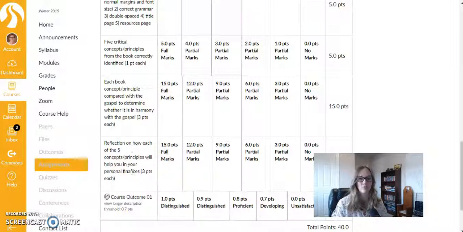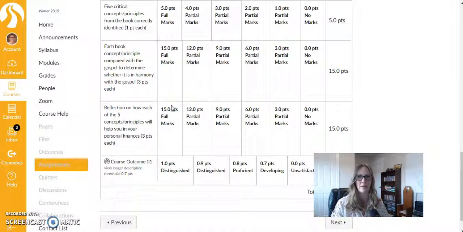And same thing on this reflection part, which is the next part. You should reflect on how each of those 5 concepts or principles will help you in your personal finances. And so make sure that's a reflection for each of the principles and not just one general reflection. And so that's 3 points for each principle right there for a total of 15 points. And so that's going to be the main body of your paper right there.